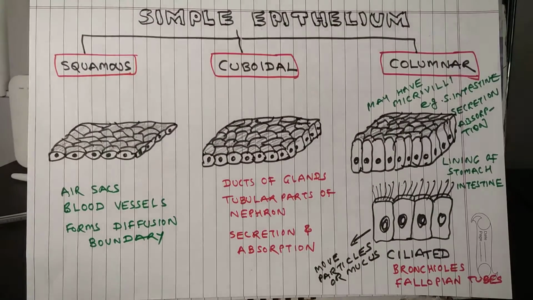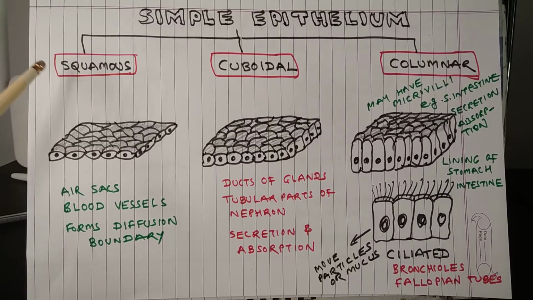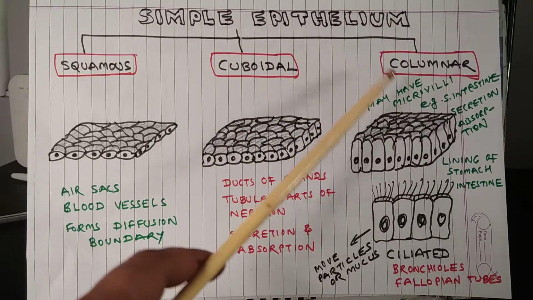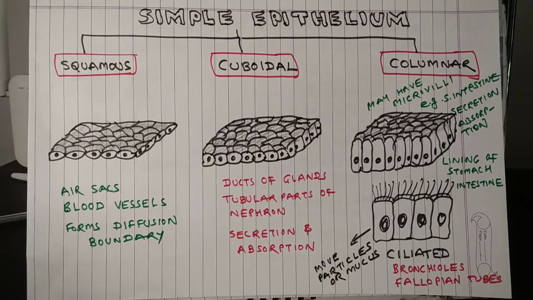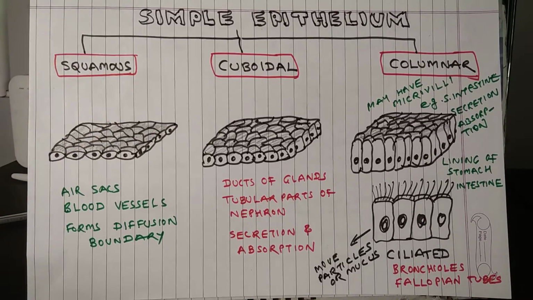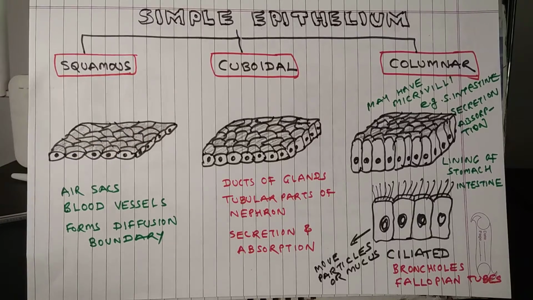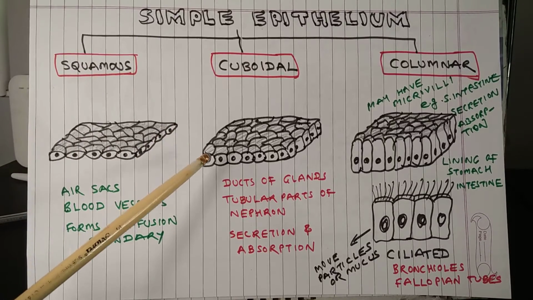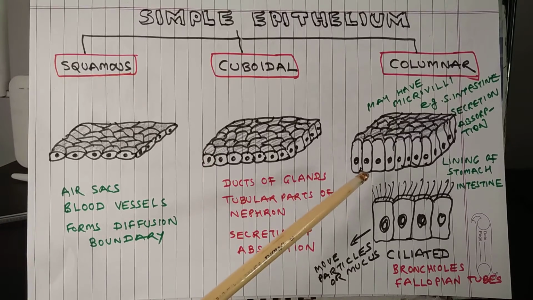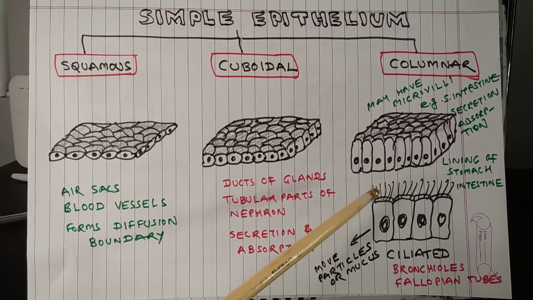There are 3 types of simple epithelium. Number 1 is squamous epithelium, then cuboidal epithelium, and columnar epithelium. This nomenclature has been based on the shape of constituent cells of the epithelium. In case of squamous epithelium, the cells are thin. They are more or less spindle shaped, or they can be of other shapes also, but they are thin. In case of cuboidal epithelium, the cells are of cube shape, and in case of columnar epithelium, cells are in the shape of columns, like pillars.